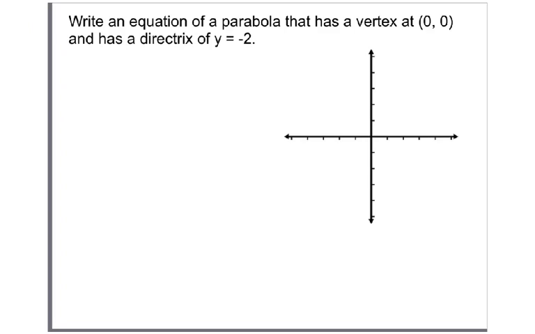Write an equation of a parabola that has a vertex at 0, 0 and has a directrix at y equals negative 2. So if the vertex is at 0, 0, and the directrix is y equals negative 2, y equals negative 2 is a horizontal line. So it means that the parabola opens up or down. If the parabola opens up or down, it is an x squared value. So the form of a parabola whose vertex is at the origin is going to be x squared equals 4py.